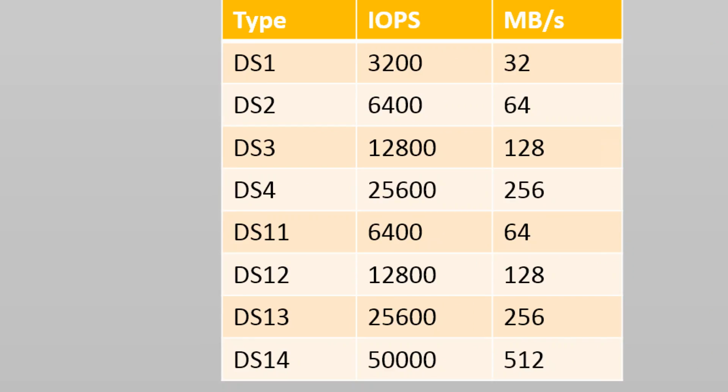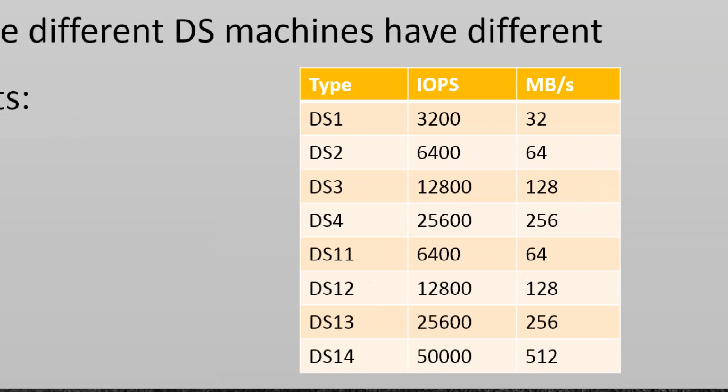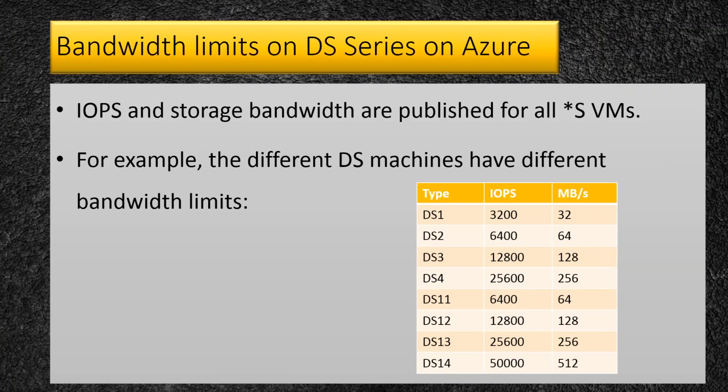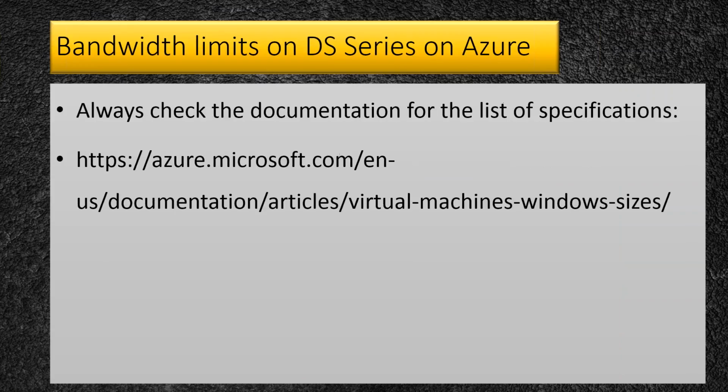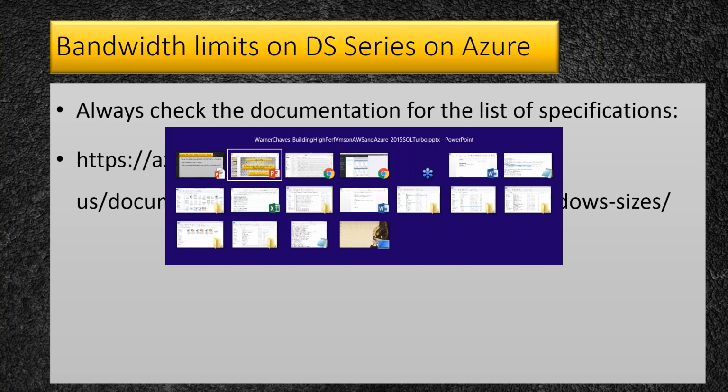If I go all the way up to a DS14, that's 50,000 IOPS and half a gig of storage bandwidth. So that could be a very high performing type of VM. And these values are published not just for the DS, but for GS and FS as well. I have the link here on the slide deck. I'll send it to Tom at the end of the session, and Tom can share it with the chapter. Here's the reference of the documentation page where you can find all these different sizes. I just want to show it to you guys real quick.